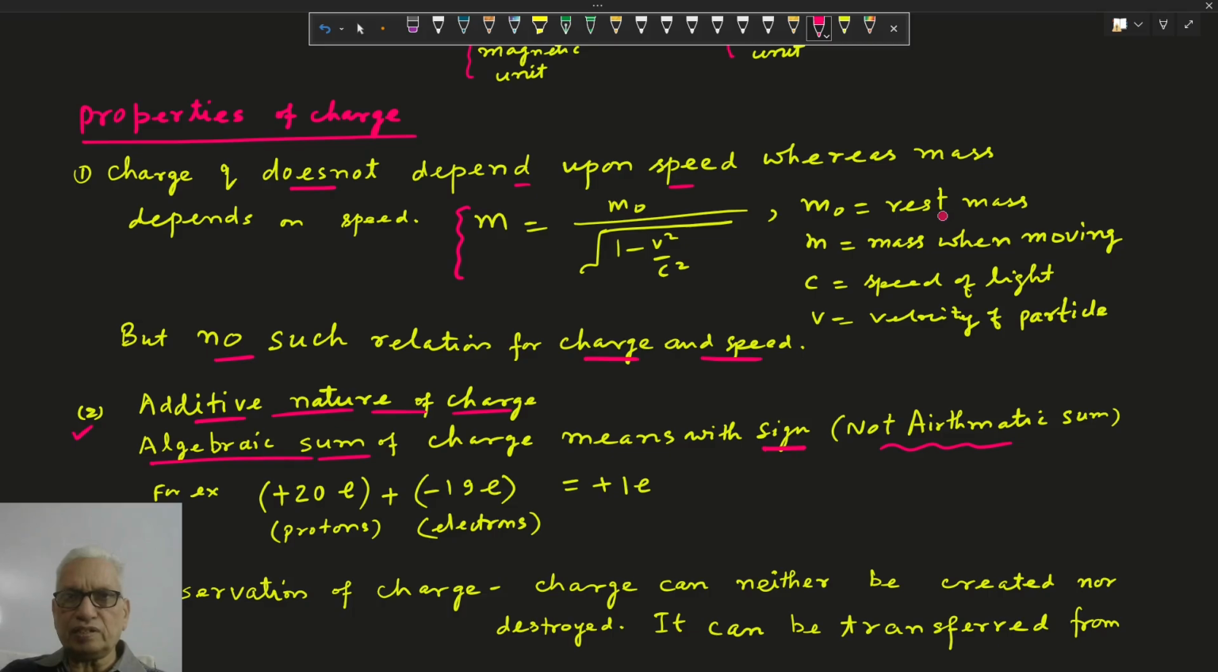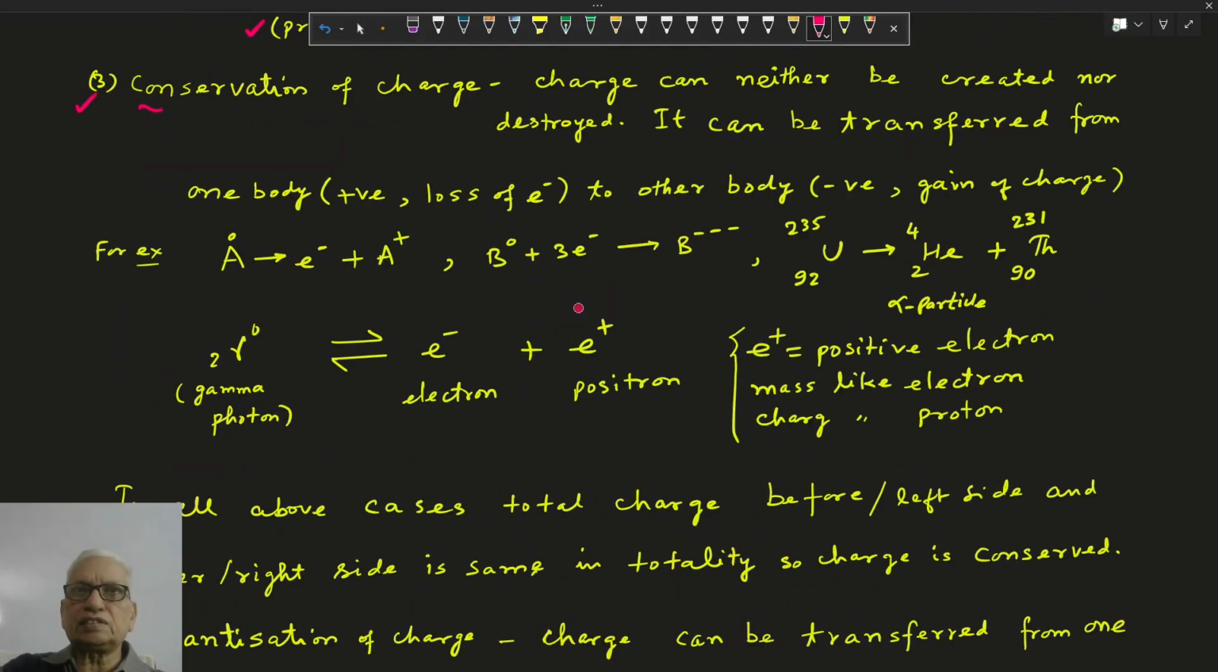For example, if we have 20 protons plus 19 electrons, protons are positive, electrons are negative. So if we add with the sign, we get positive 1 electron charge. It is not 39, which would be the arithmetic sum. So only the algebraic sum of charge is there. This is the additive nature.